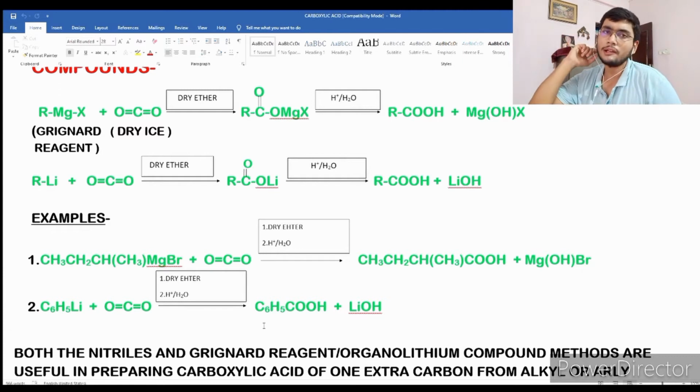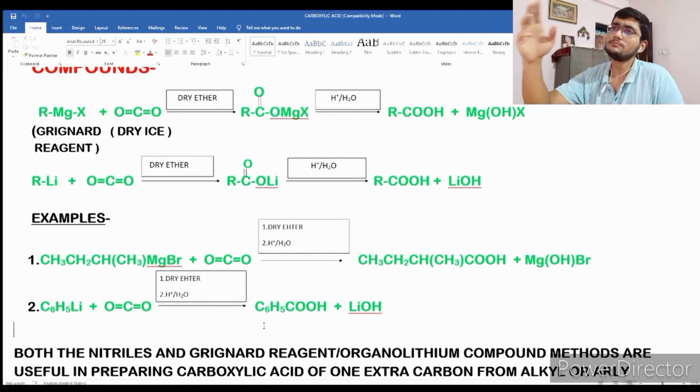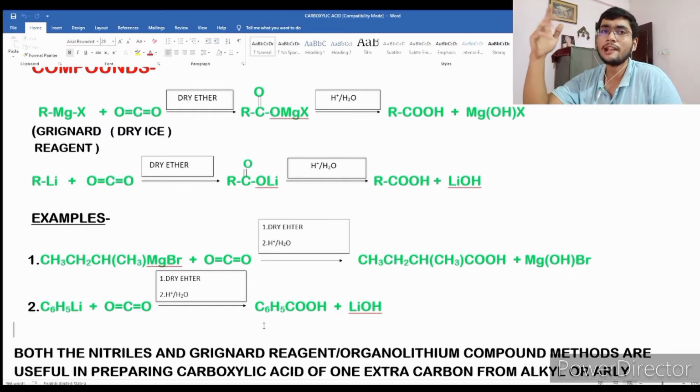Now here is one very good point, I must say. If you are asked to prepare a carboxylic acid from an alkyl halide, and not only to convert the alkyl halide into a carboxylic acid but to convert it into a carboxylic acid with one extra carbon, how can you do it, and with good yield as well? Which reaction should you proceed with? There are three reactions by which you can do this. First, I have taught in the previous lecture that via nitriles you can simply convert the alkyl halide into nitriles, and by hydrolyzing it you can convert it into a carboxylic acid with one extra carbon.